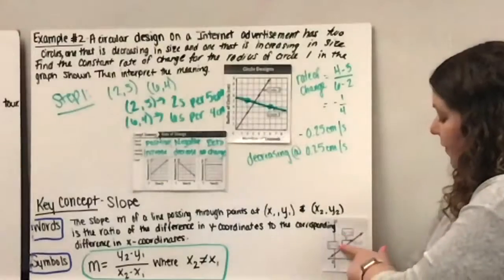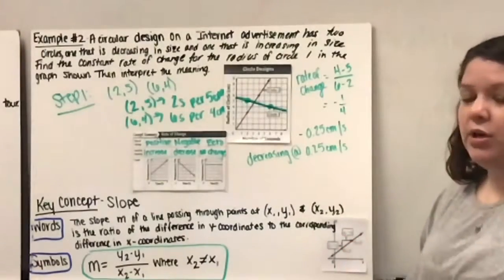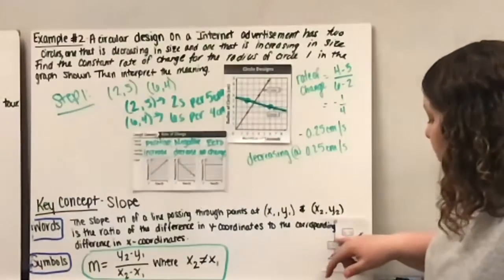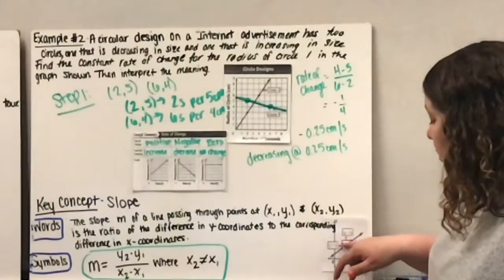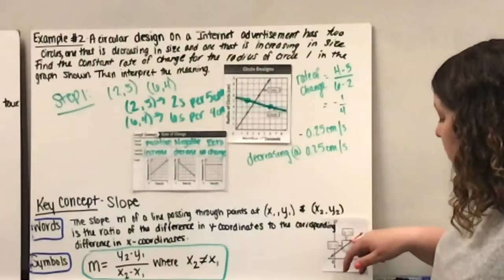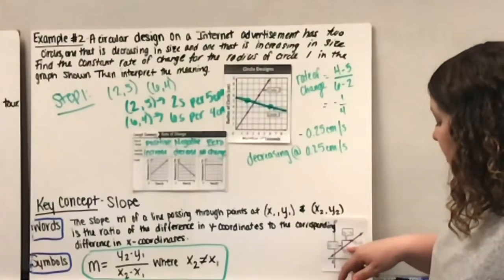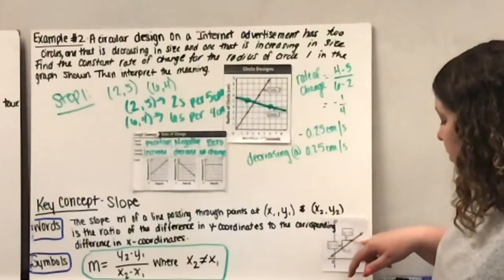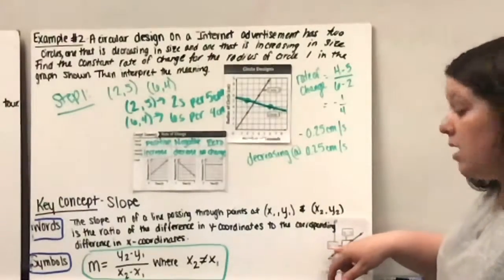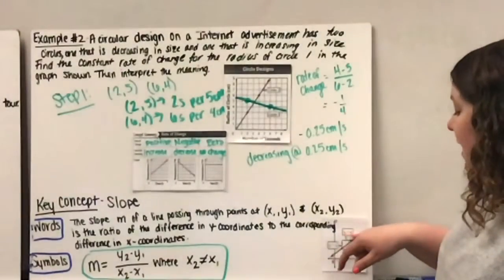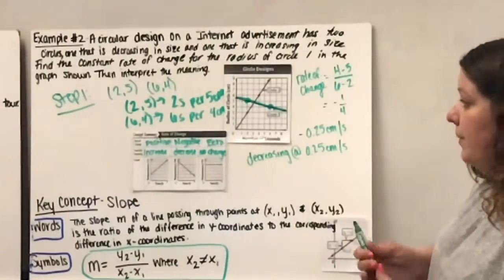So here we have our graph. If you've ever heard of slope before, you might have heard rise over run. That's basically what we're doing. We're going to rise up, so our y values, over our run, the x values. If these are my 2 points, (x1, y1) and (x2, y2), to find the rise, I'm going to do y2 minus y1. To find the run, I'm going to find x2 minus x1.